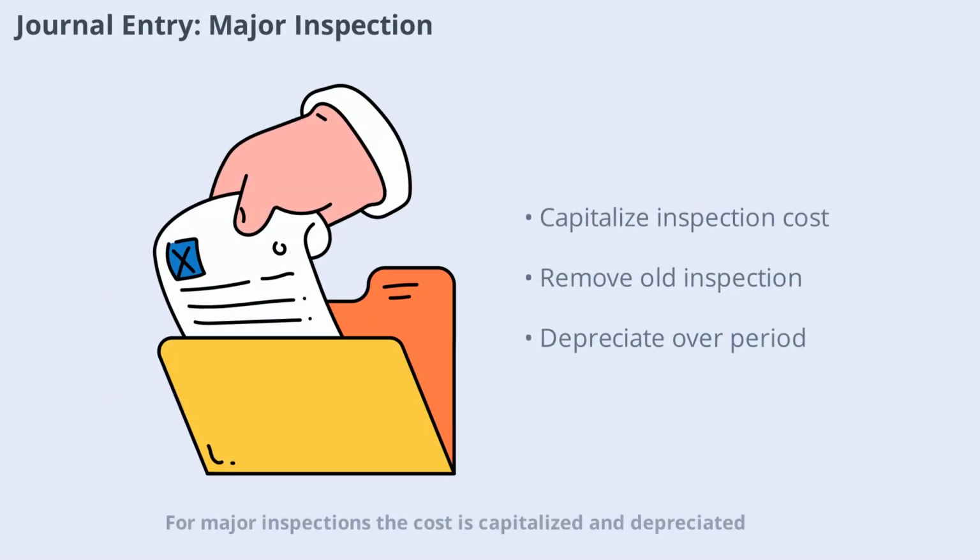For major inspections, the cost is capitalized and depreciated over the period until the next inspection. When a new inspection occurs, the previous inspection's cost is derecognized. The journal entry involves debiting the asset account for the new inspection and crediting the old inspection's carrying amount. This ensures that only the current inspection cost is reflected in the books.